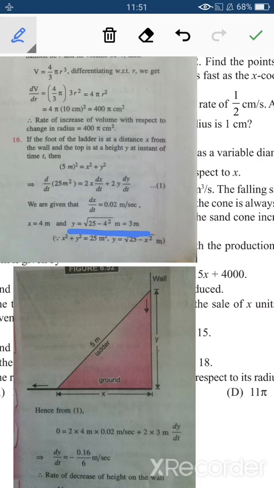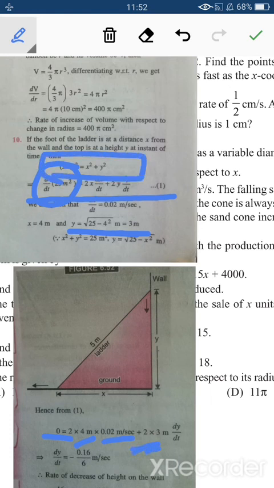Now coming back to this question, the derivative of a constant term is 0. 2 into x, where x is 4, and dx/dt is 0.02 meter per second. Now 2y dy/dt: 2 into y, which is 3 as we found from this equation, so 3 into dy/dt. After solving it, we get dy/dt equals minus 0.16 upon 6 meter per second. This is the rate of decrease of height on the wall.